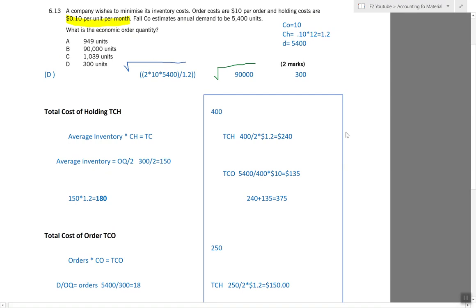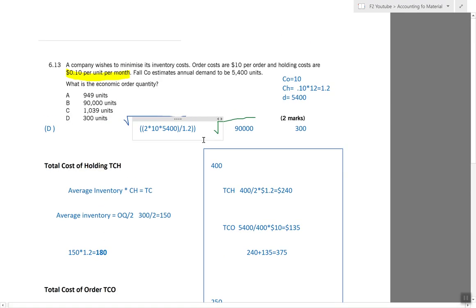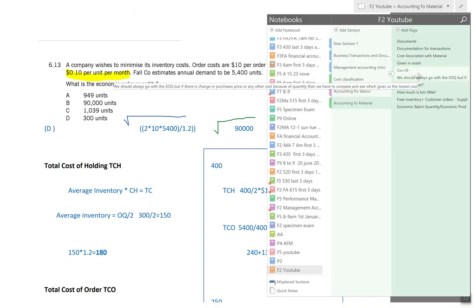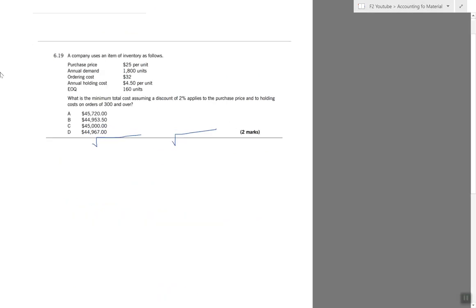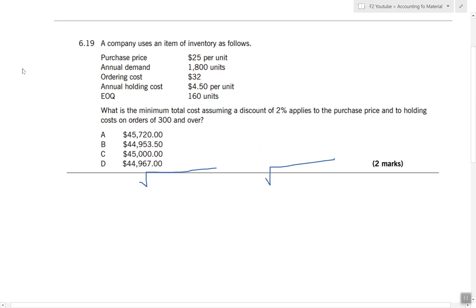So we saw that whenever there is no change in purchase or any other price, EOQ always gives you the lowest cost. But sometimes we are given a discount.